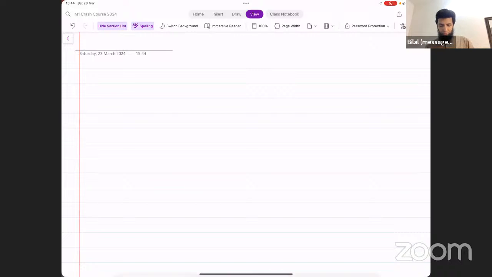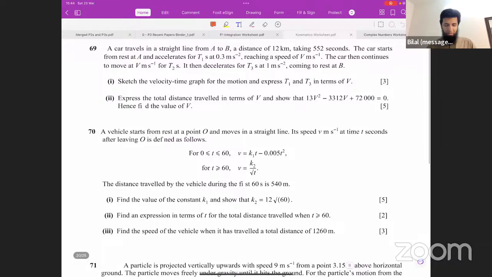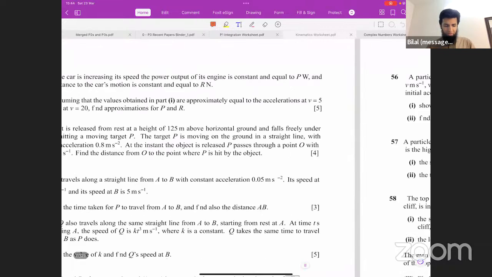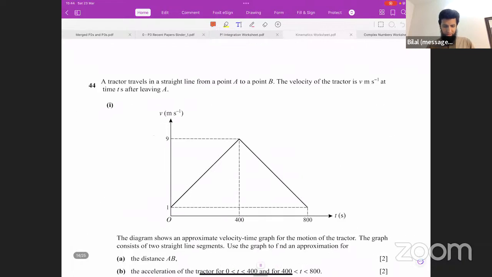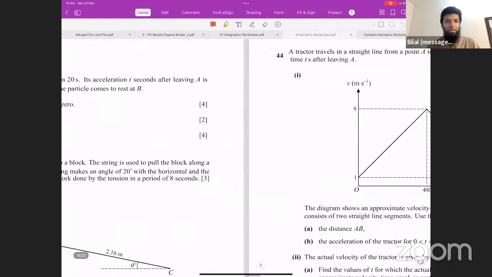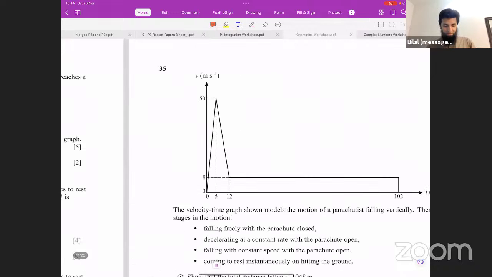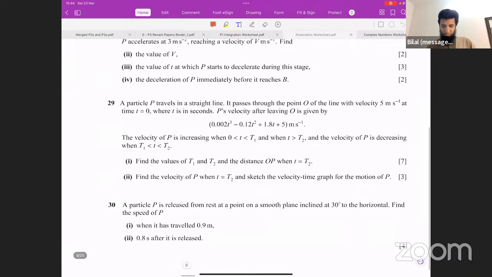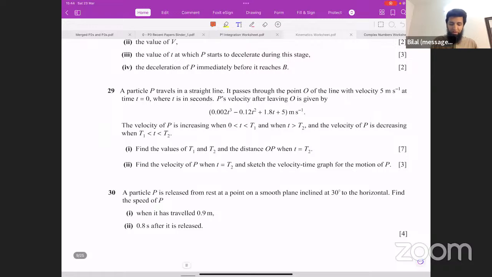Okay, let's do 13 or 29, one of them. So we'll do 44 at the end, right? That's, I think, the most complicated of them all, or at least looks like that. Yeah, we'll do this towards the end. Let's do 13 or 29 first. 29 is this one. Okay, let's start with this. Question number 29.